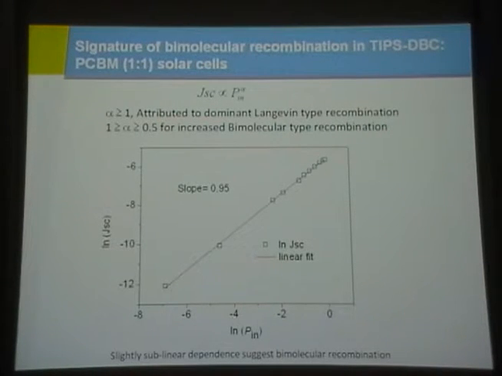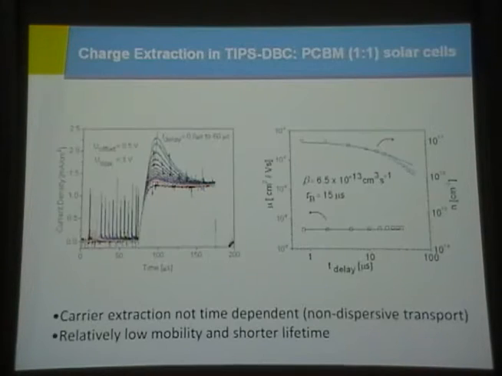It is also said that field-dependent mobility comes into the picture, and one has to do a much more detailed study. But as I said, this is a very quick and easy explanation. In our small molecule blend solar cells, the slope is about 0.95. So we think it's more of a bimolecular type of recombination, and we analyze this data based on bimolecular recombination.